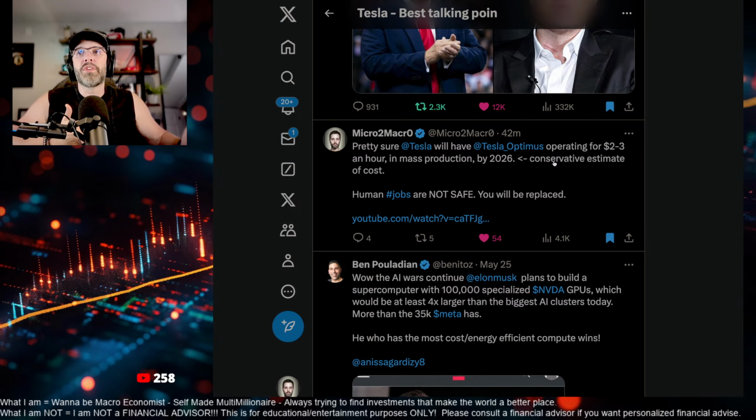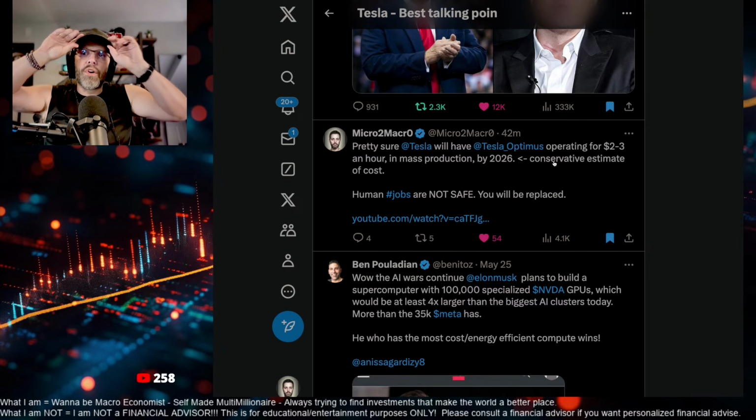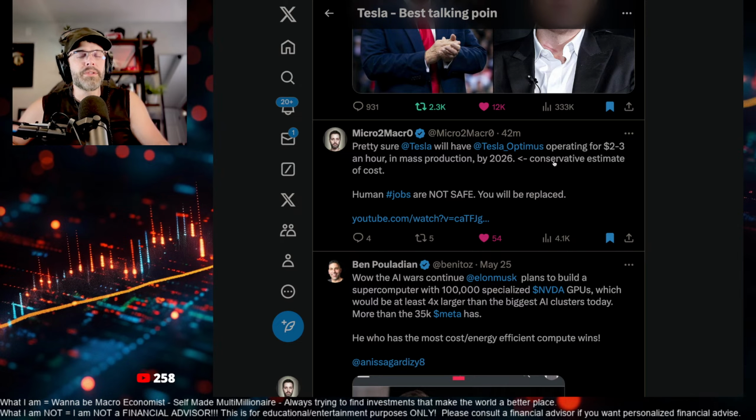The not conservative estimate is that it could be under a dollar, 50 cents an hour maybe. But with the cost of the robot, if it's under $20,000, and with the lifespan that it has of 3 to 5 years, and then whatever maintenance might come up, whatever kind of warranty might exist, whatever. But think about this. Think about if that doesn't work out and it's $2 to $3 an hour, how many fucking people are going to lose their jobs?